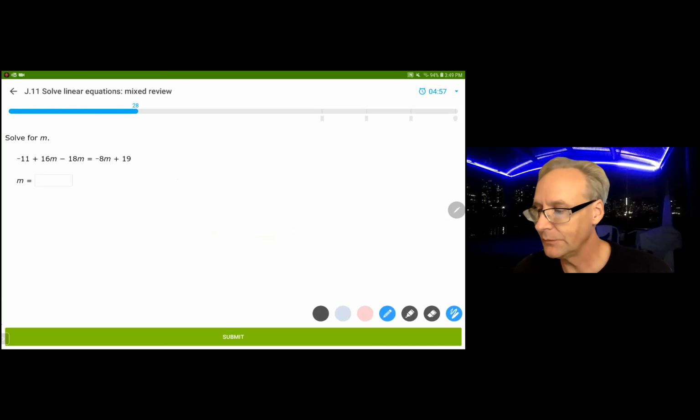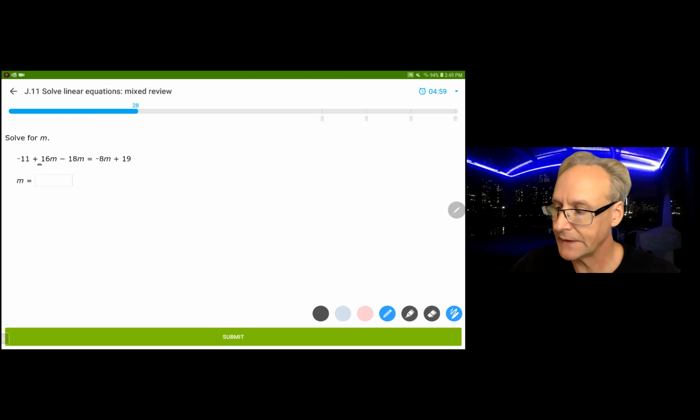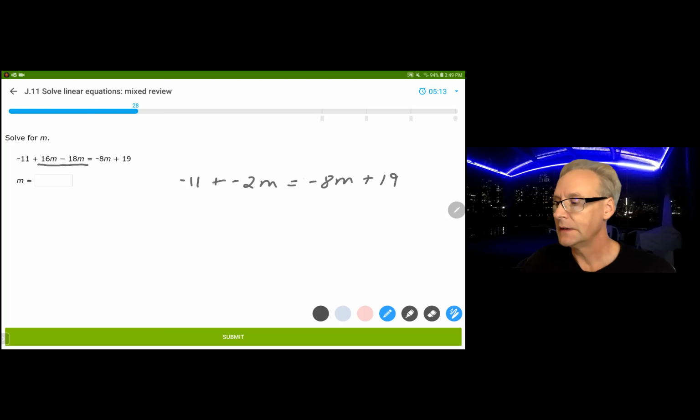Okay, we have a little bit of combining like terms over here. We've got negative 11 plus negative 2m, or just minus 2m, it's not wrong to write that, is equal to negative 8m plus 19. Now, the problem that a lot of students run into is that they're not sure what to do first. A lot of times they'll add the 11 and then they get confused as to which side the m's are going to end up on. Probably the safest bet is to add 8m to both sides.